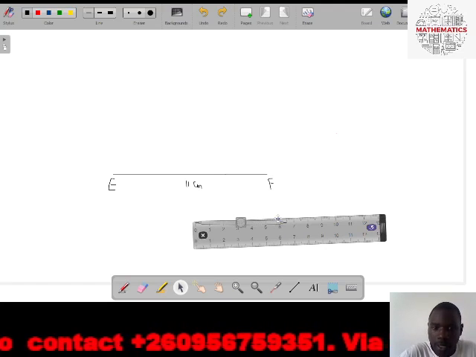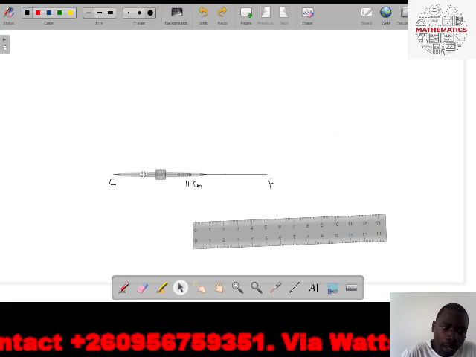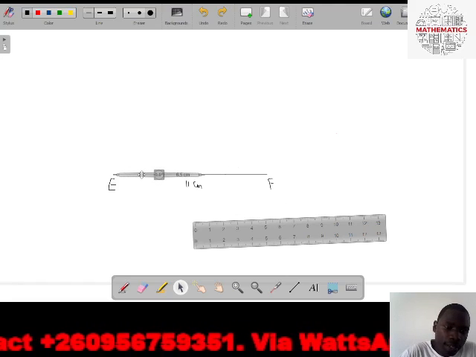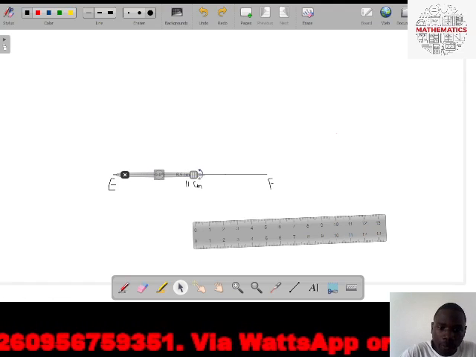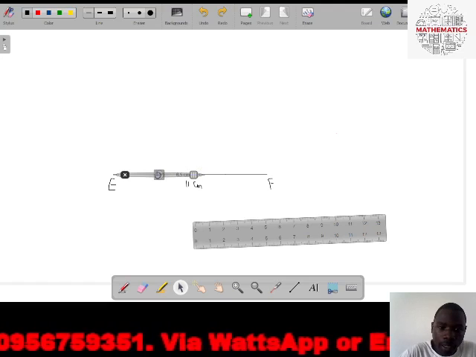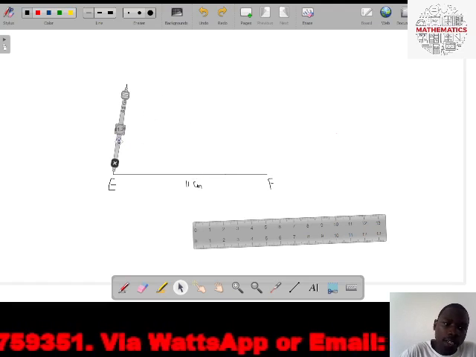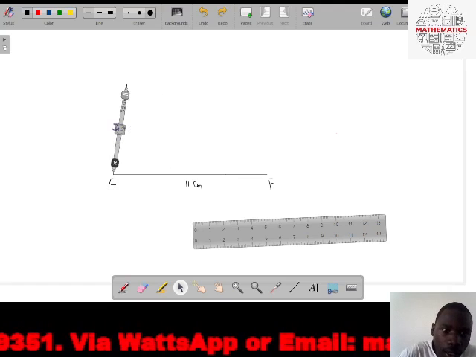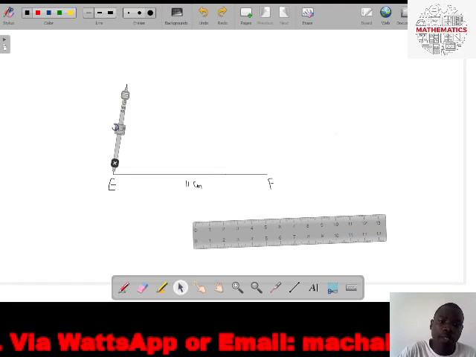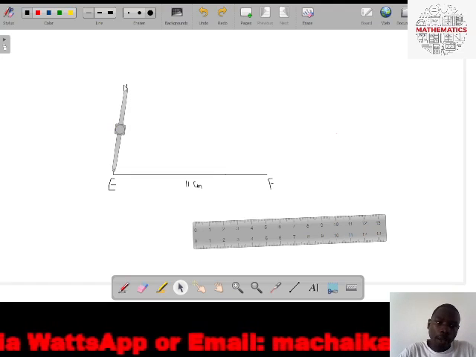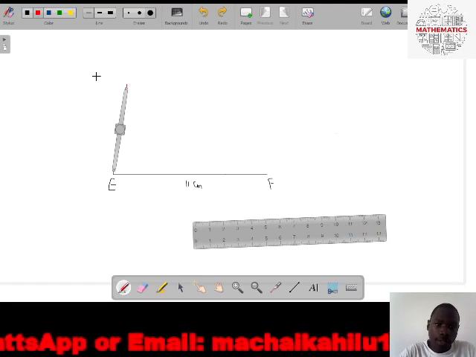6.5 is actually here. After that, I will lift my compass there, and then I'll stand on it, since they're saying it's EG. Okay, so that is 6.5. As you can see on the compass there, it is even indicating 6.5 centimeters. So what I'll do, I'll make an arc like this.